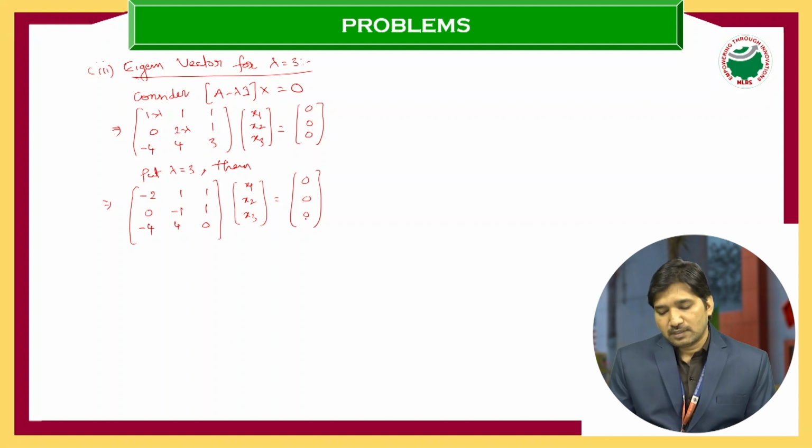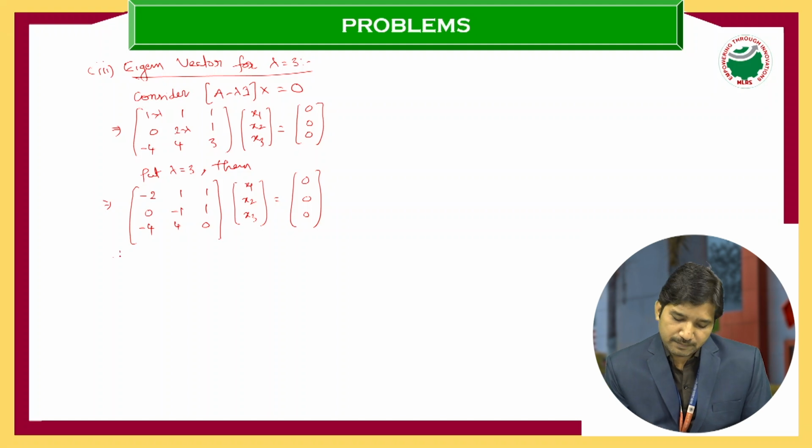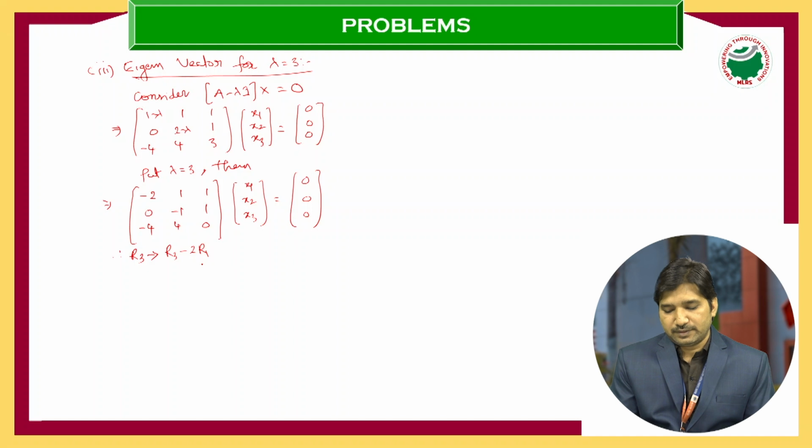Now let us use row transformation. The second row already has a zero, and we can make the third row's first and second elements zero as well. To make the zeros, we apply a simple row transformation: multiplying row 1 by 2 and subtracting, that is R3 becomes R3 minus 2R1. That is the first one.